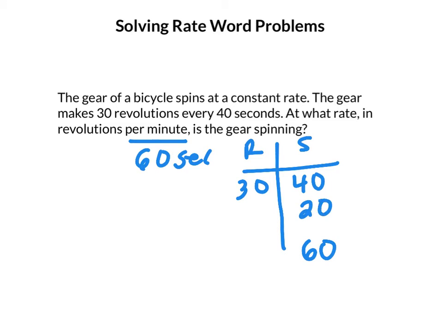I can easily go to 20 by cutting this number in half. So I'm going to cut 30 in half and get 15. And now I can multiply 20 by 3 to get to 60. So if I multiply 15 by 3, I get 45. So the answer is 45 revolutions per minute.